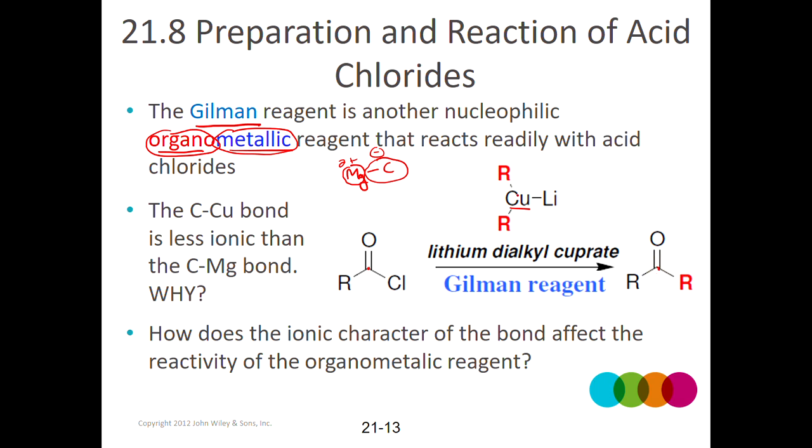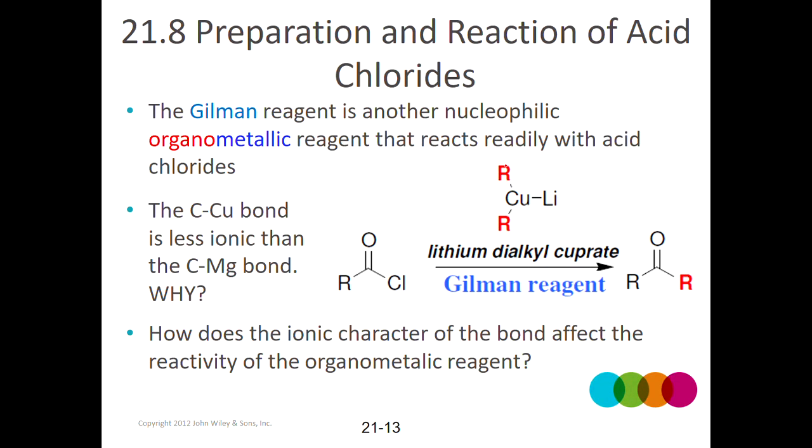But the Gilman reagent includes copper, which is never going to make a noble gas configuration no matter what, and is much better at attracting electrons a little bit. The copper, I probably shouldn't draw the arrow like that. Let me fix that real quick.